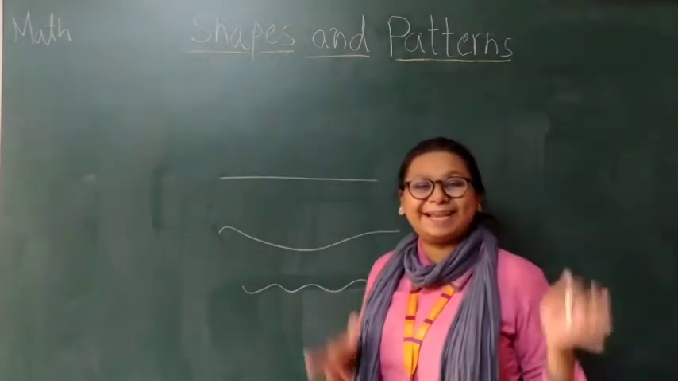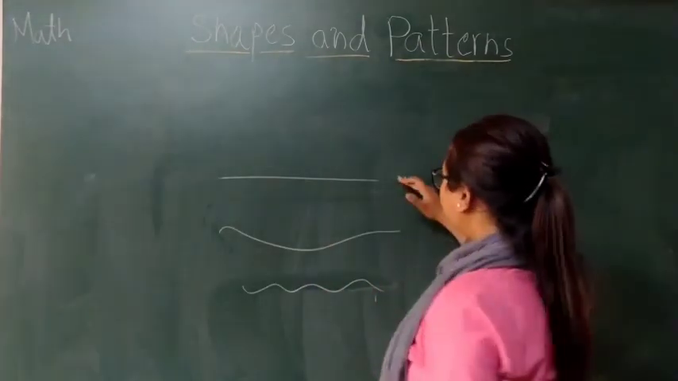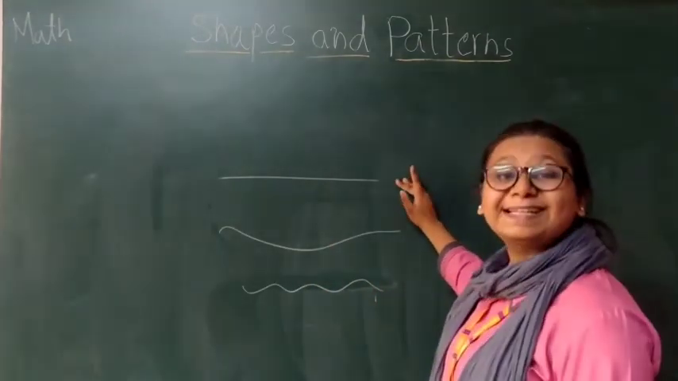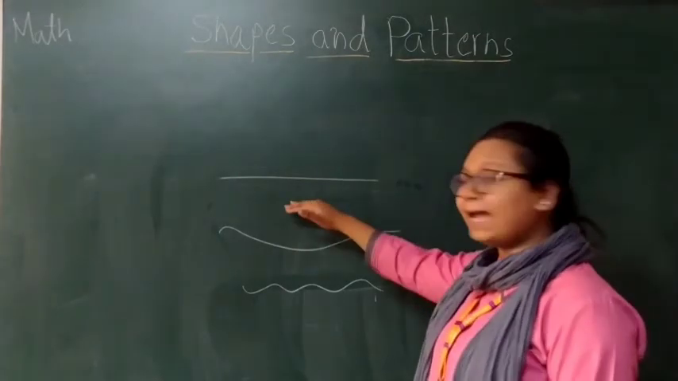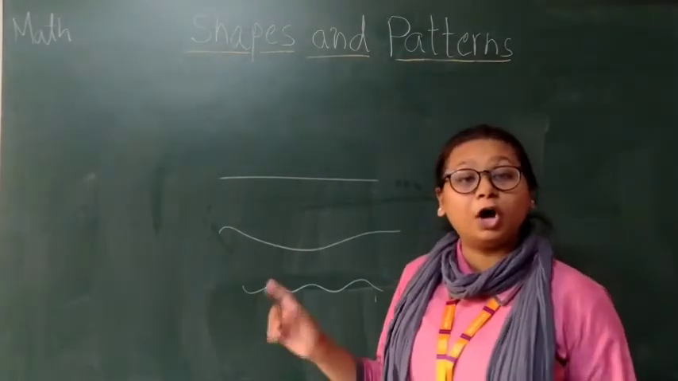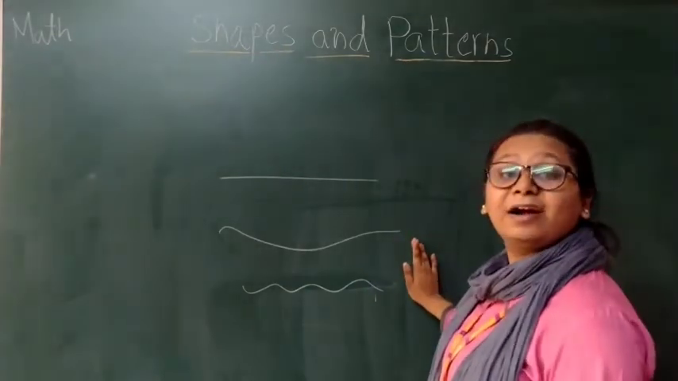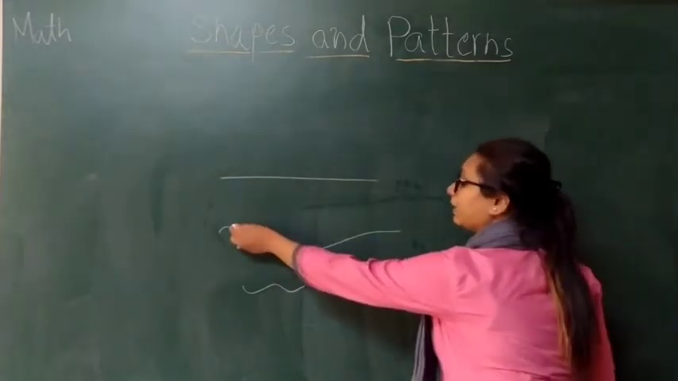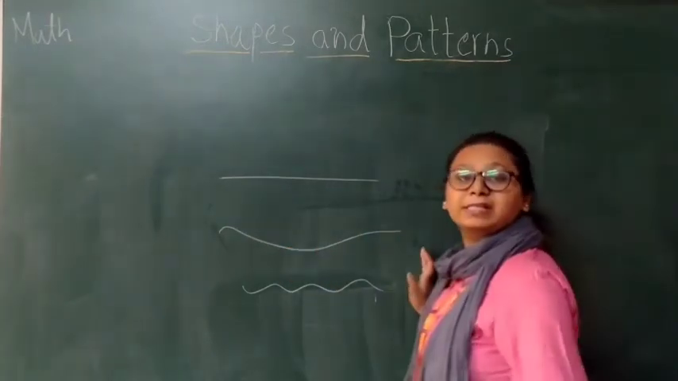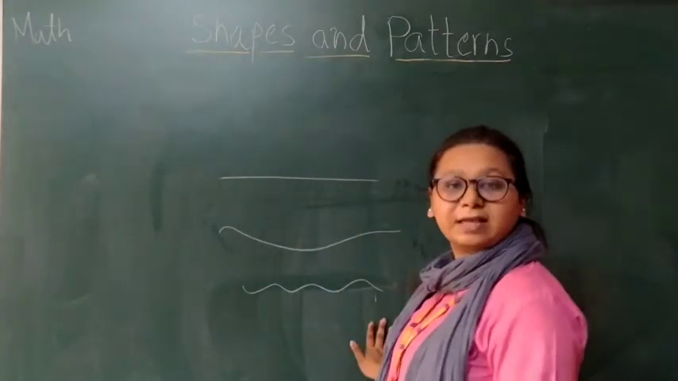Now students, straight line and curved line. So this line you see over here is a straight line, okay? It has no curves or bendings. This is a straight line. While this is a curved line, it is not straight. It has a bending. So it is a curved line. Again, this is a curved line.